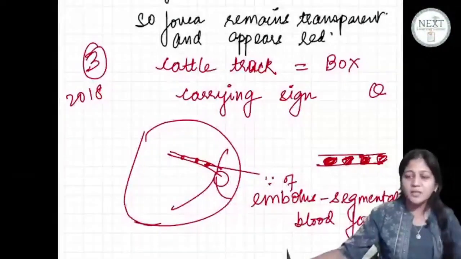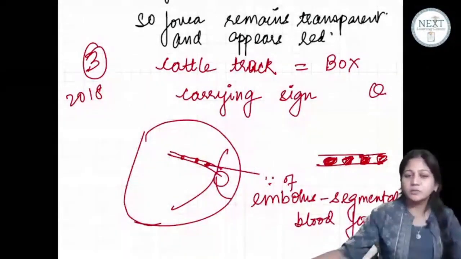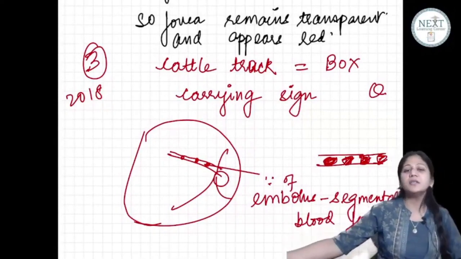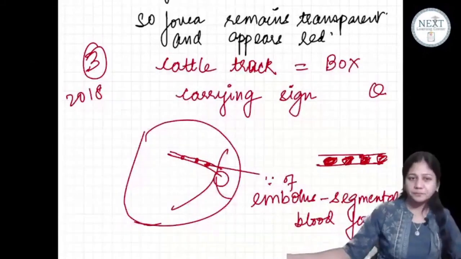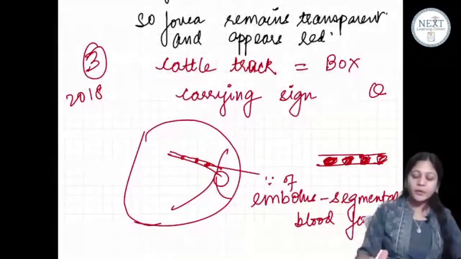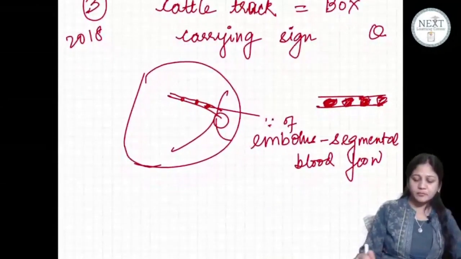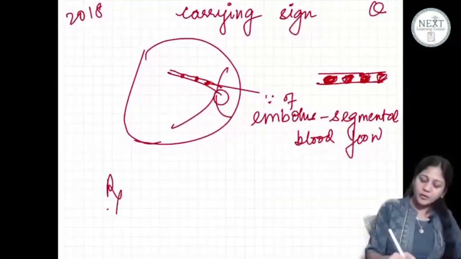Because of the embolus there is segmental blood flow. It appears as if boxes are carrying in a track, like a track of cattle. Now my question to you is, how do you treat? So how do you treat?